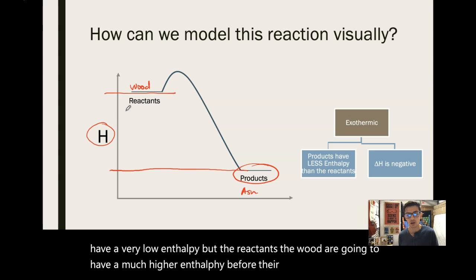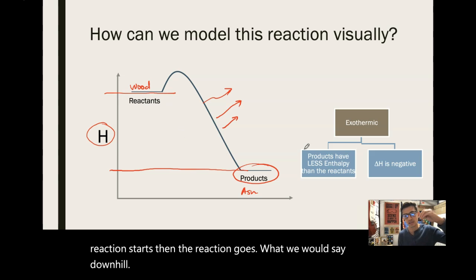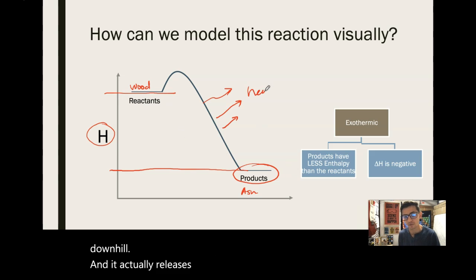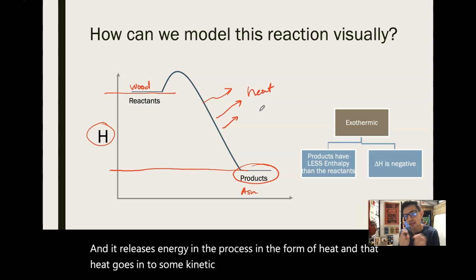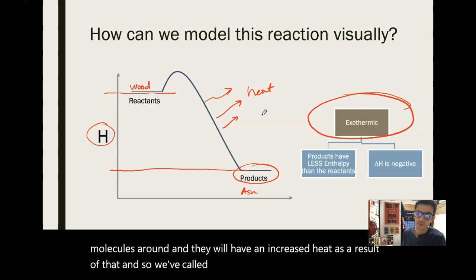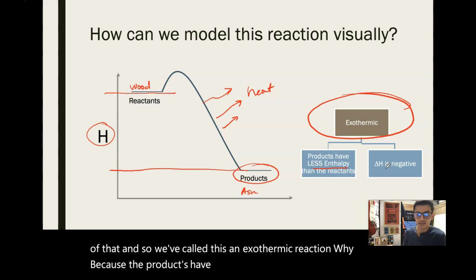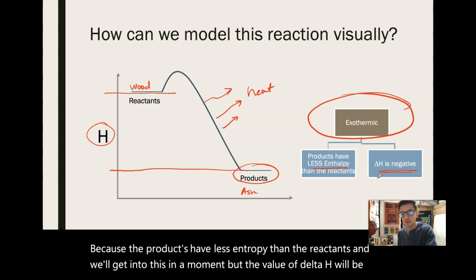Then once the reaction starts, the reaction goes what we would say downhill, and it actually releases energy in the process in the form of heat. That heat goes into some kinetic energy of motion, shaking the molecules around, and they will have an increased heat as a result. We call this an exothermic reaction. Why? Because the products have less enthalpy than the reactants, and we'll get into this in a moment, but the value of delta H will be negative. So we'll see what we mean about that.